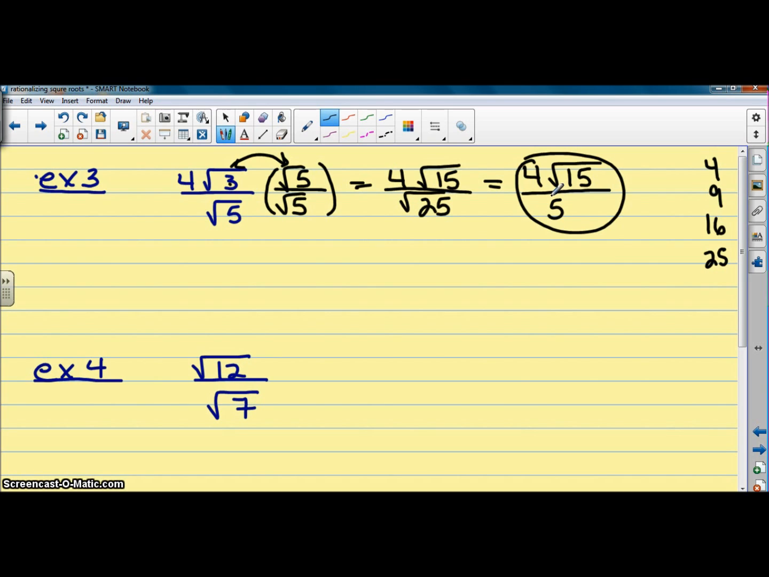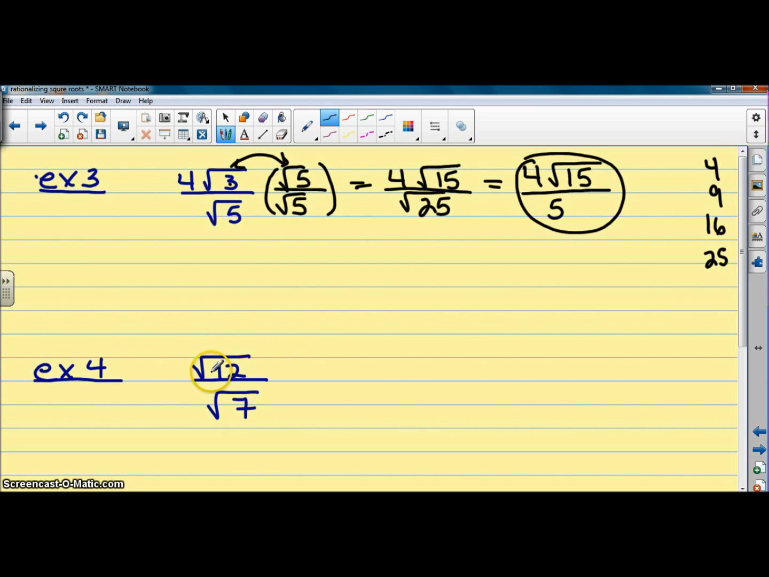Okay, what I would like you to do now is pause this video and try example 4 on your own. When you get done with it, or as far as you can, please restart the video and see how it's actually done. Okay, now that you've done this problem or attempted this problem, I'm going to go through and actually solve it for you. Once again, I look at my problem.